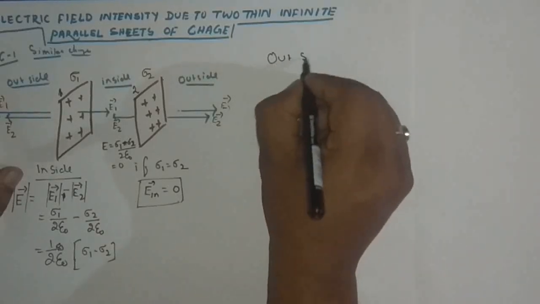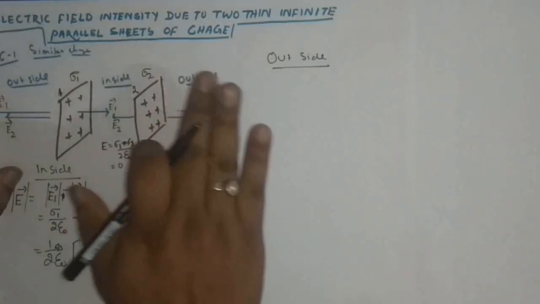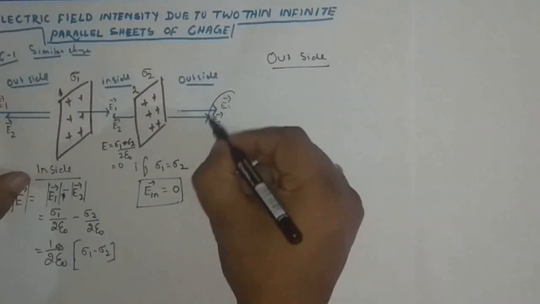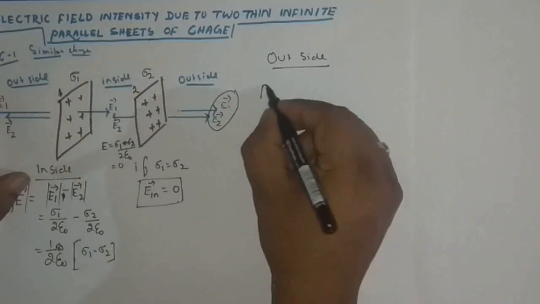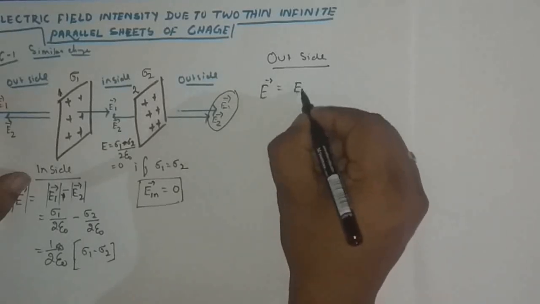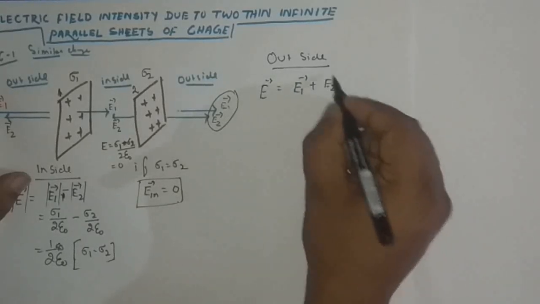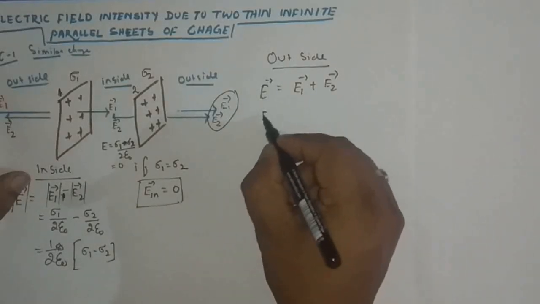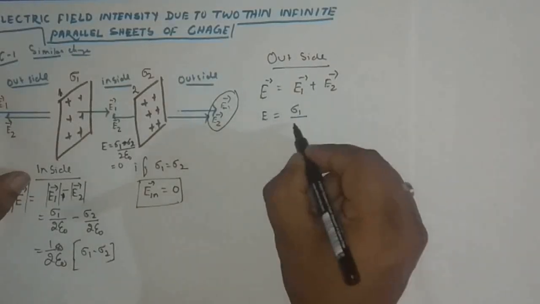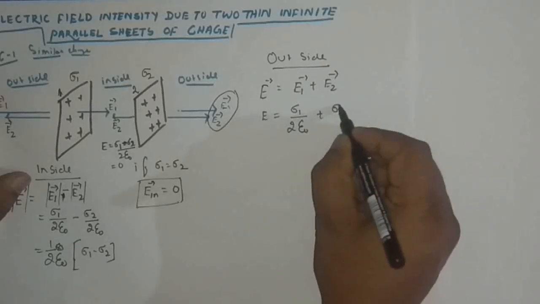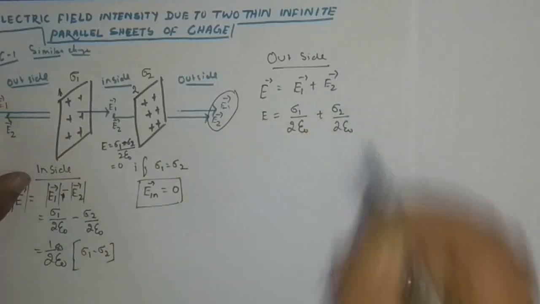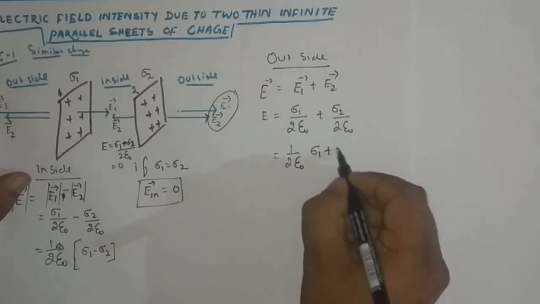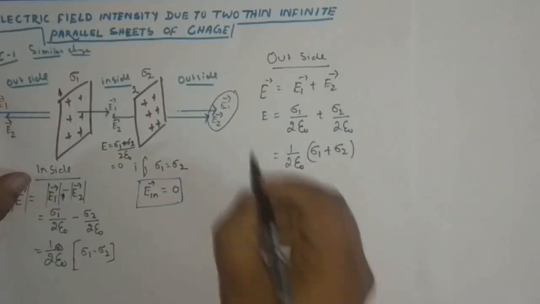Let us go for outside, either this side or this side. Both are the same case. They are in the same direction. So the resultant electric field is E1 plus E2, or if I take its magnitude only, sigma 1 by 2 epsilon naught plus sigma 2 by 2 epsilon naught, that is 1 by 2 epsilon naught common, times sigma 1 plus sigma 2.